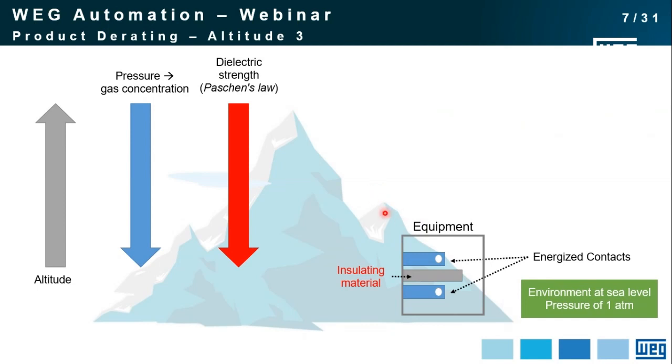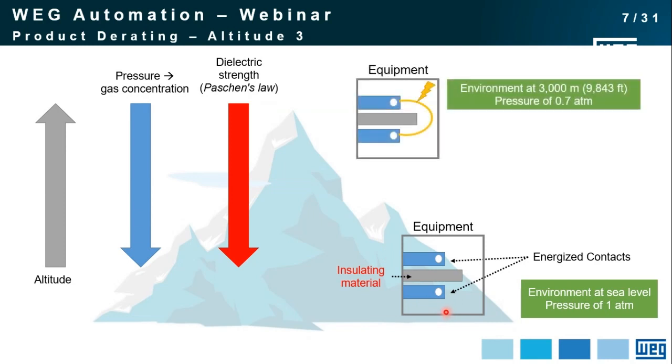Let's take an equipment, once again, at sea level with this pressure, 1 atm. Let's say that's a contactor. So here we have two energized contacts, and you have an insulating material between them. So the operation here is completely safe.